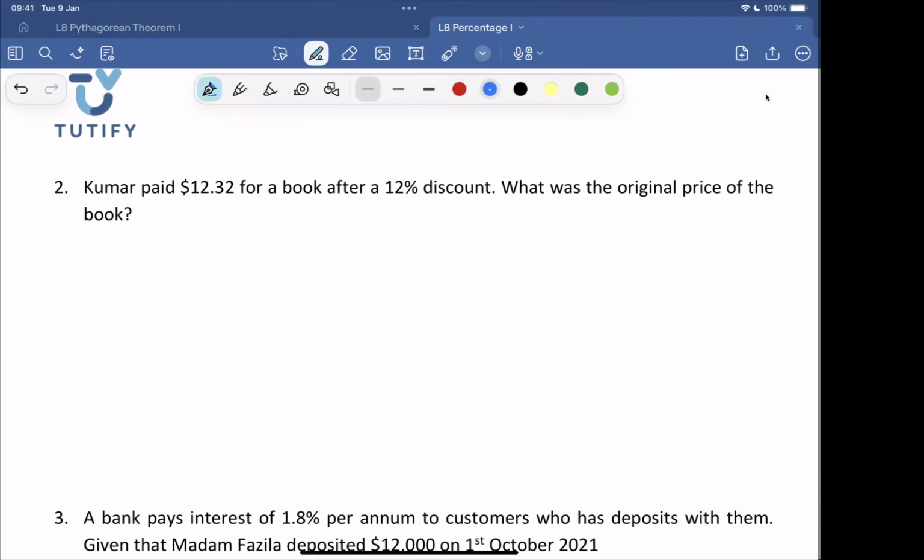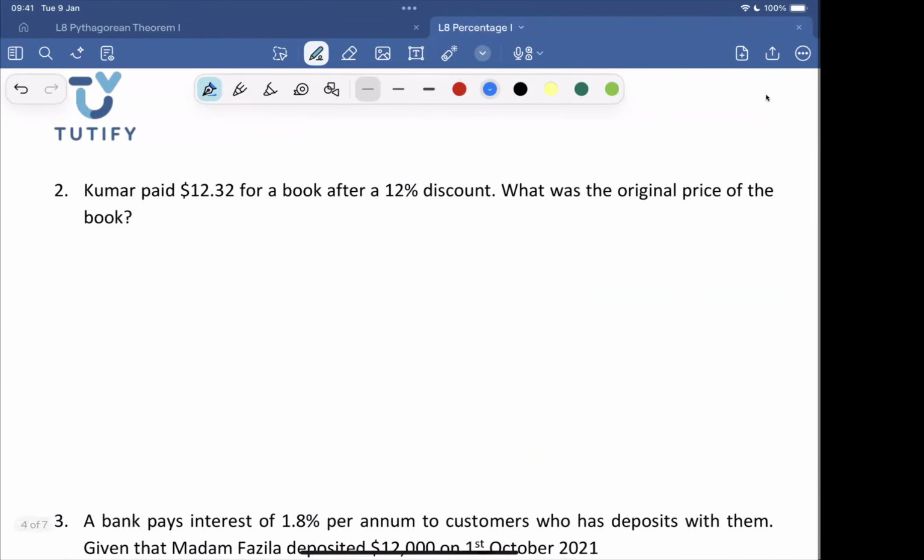Question number 2. Kumar paid $12.32 for a book after getting a 12% discount. What is the original price? Students, let me ask Jaden. Hey, Jaden. If I have a 12% discount, then how many percent am I paying? 88%. Very good. So how much money is 88%? $12.32. Yes, absolutely. Now, the question is asking for the original price, right?